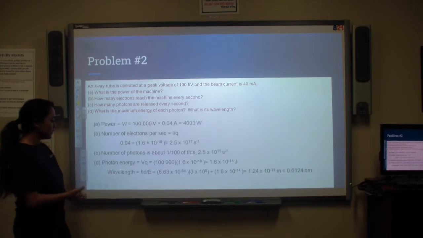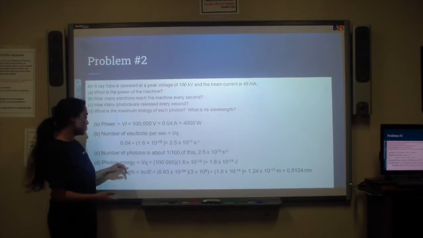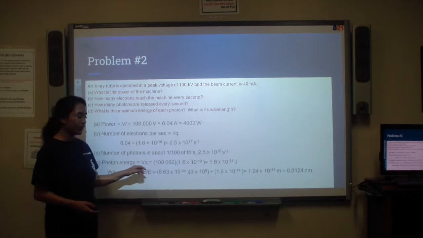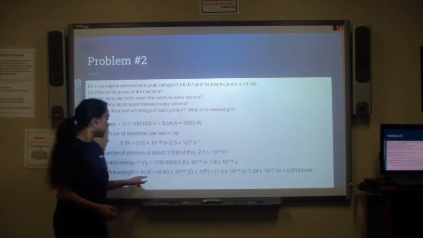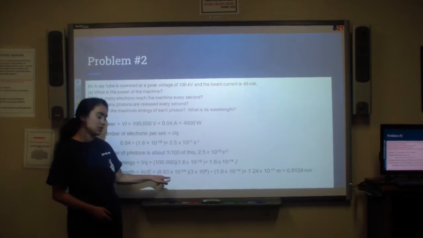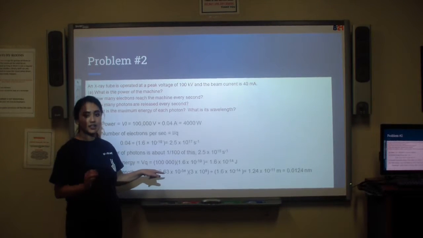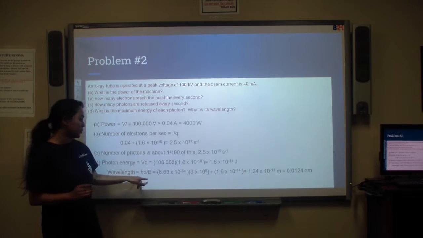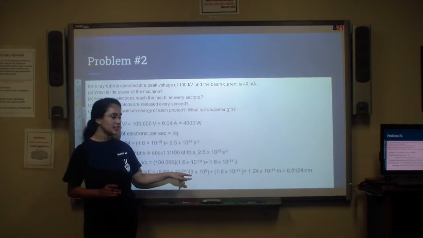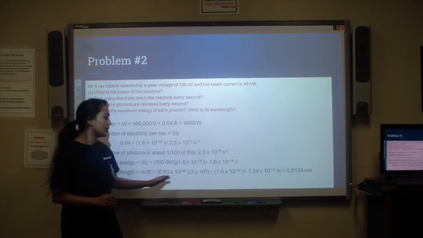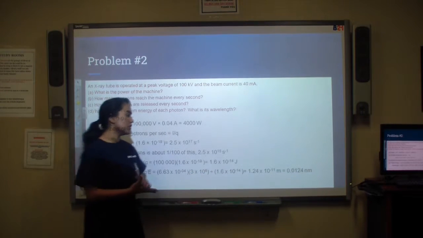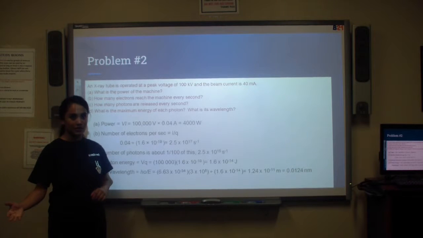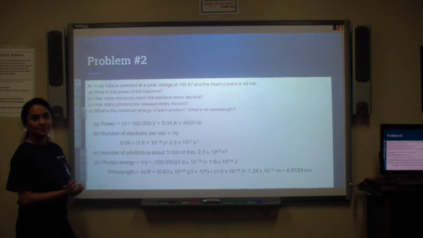In order to find our wavelength, we use the equation Planck's constant times the speed of light over energy. We just found energy, so we put this into our denominator, and in our numerator we put Planck's constant, which is 6.63 times 10 to the negative 34. And our speed of light is 3 times 10 to the 8th. After solving this equation, we get 1.24 times 10 to the negative 11 meters, or 0.0124 nanometers, as our wavelength.